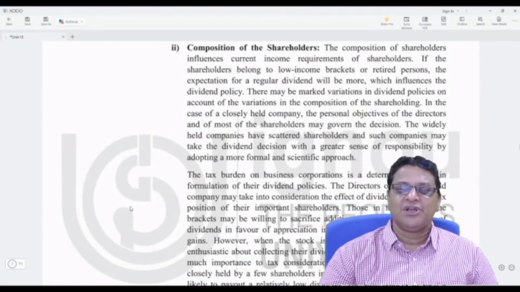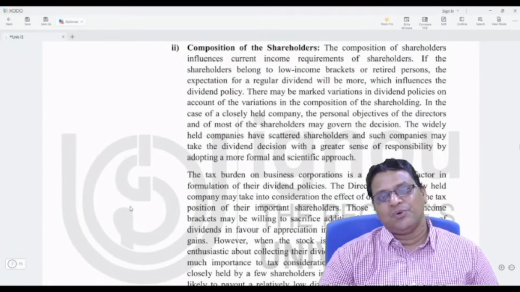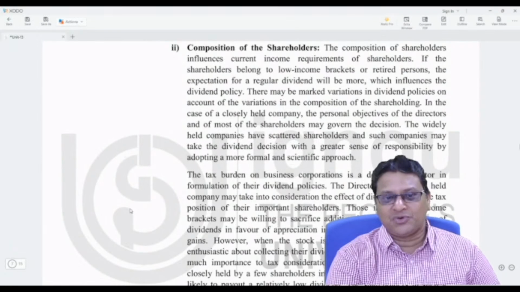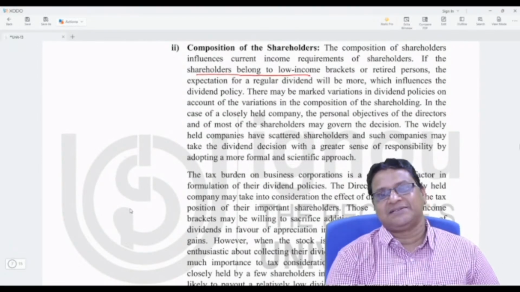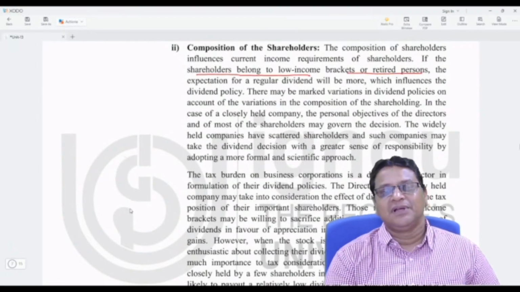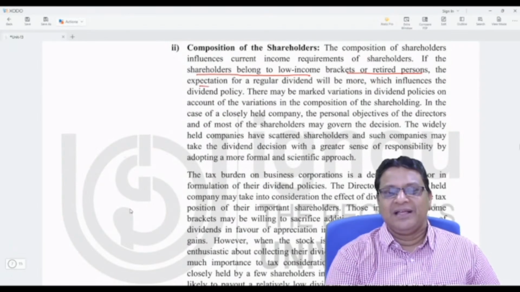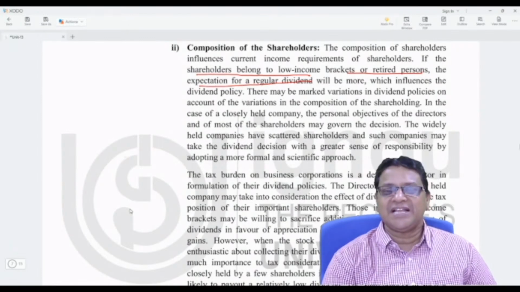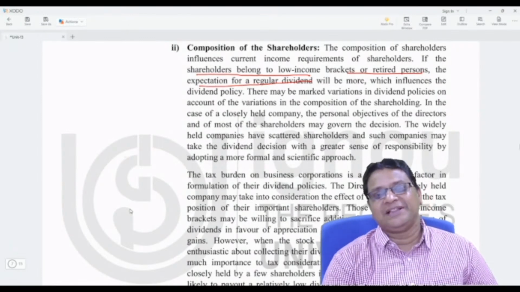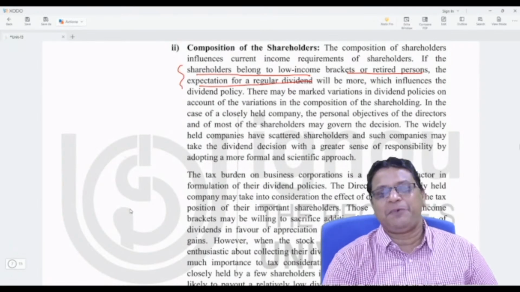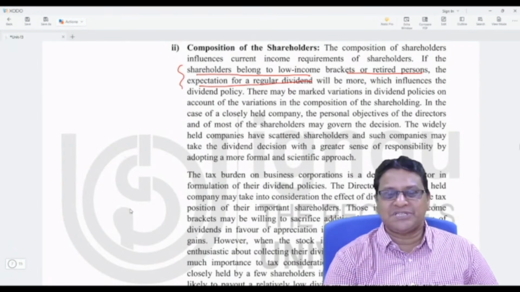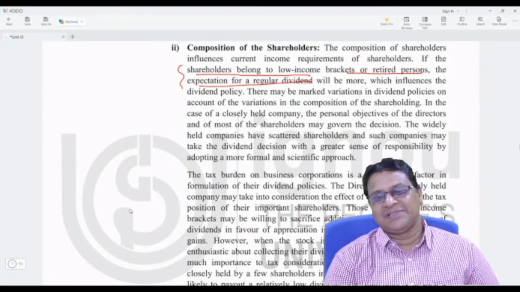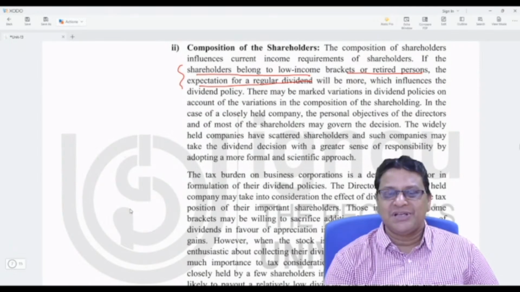Another important factor is composition of shareholders. What type of shareholders are there? If your shareholders belong to low income brackets, retired persons, and they want a regular dividend, so you have to pay regular dividend irrespective of the earning. In that case, you have to design a separate dividend policy. But if your shareholders are wealthier persons, then another type of dividend policy will be done.